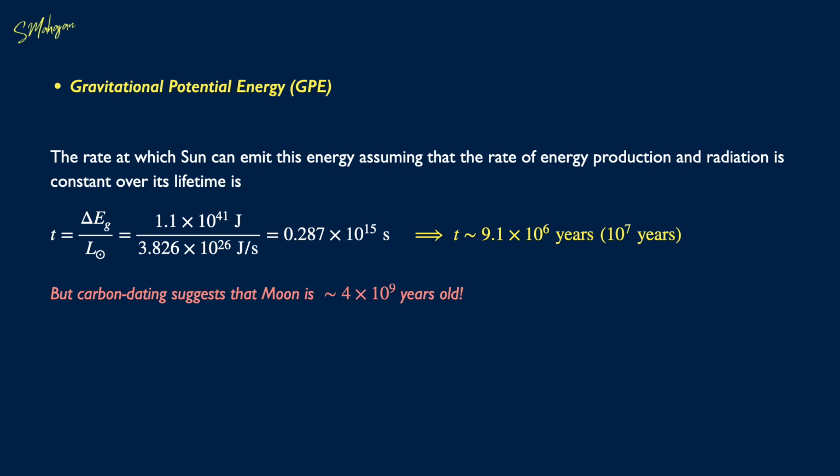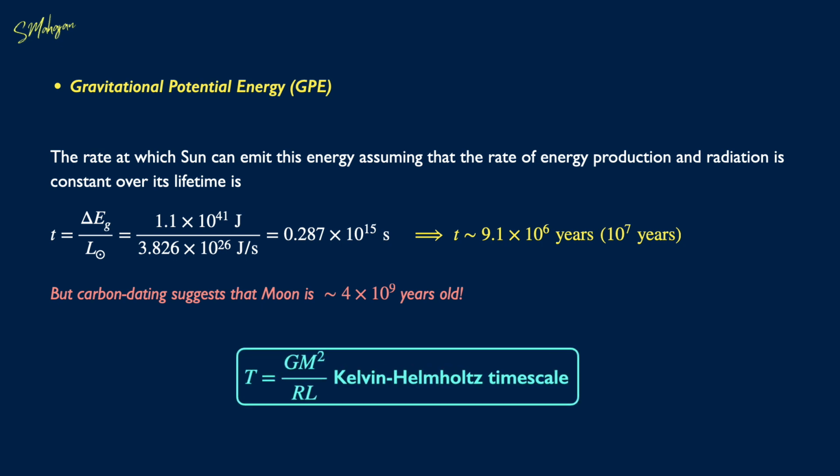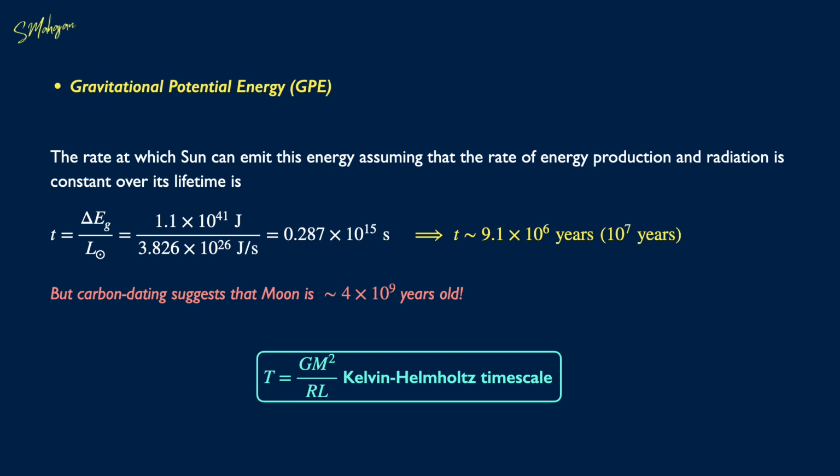However, carbon dating suggests that the Moon is more than 1 billion years old, and certainly the Moon cannot be older than the Sun. So we can safely conclude that gravitational potential energy is not the source of the Sun's energy either. Notice that the lifetime of an object calculated using the method that we have just used is known as the Kelvin-Helmholtz timescale.